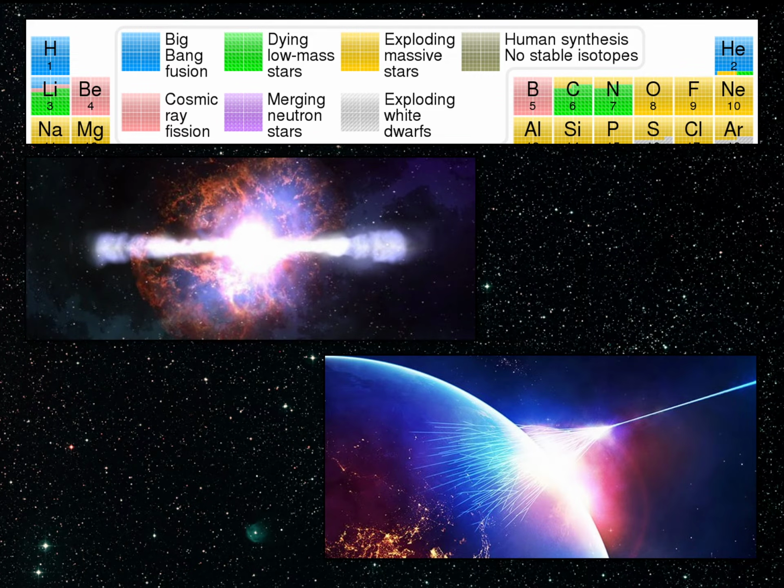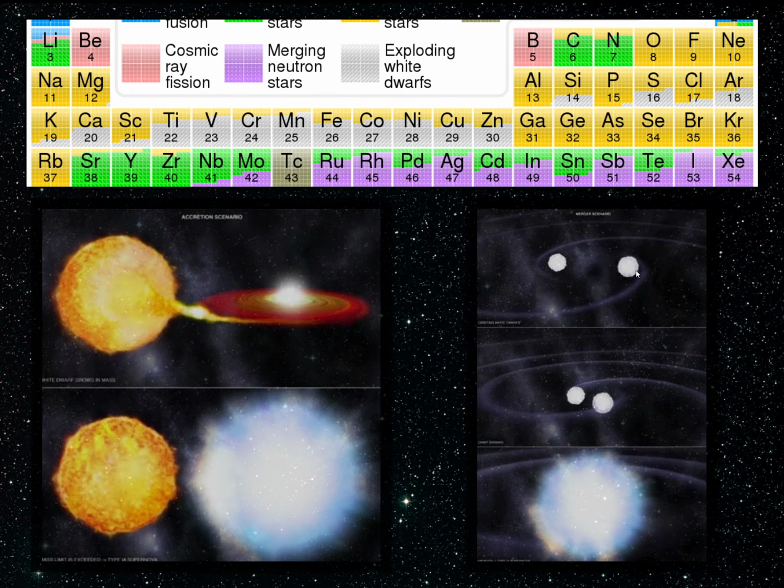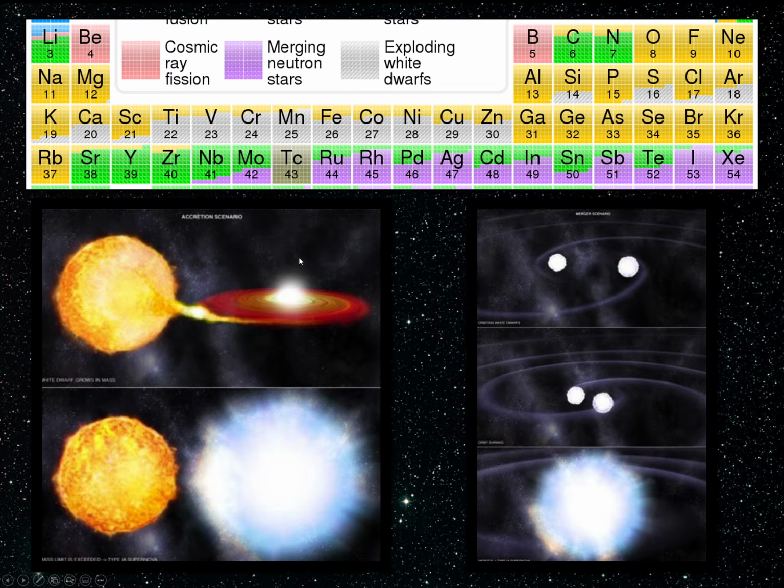This is a picture of a supernova explosion, and this is a picture of the cosmic rays coming in. This is another type of supernova. So the accretion scenario. If you have a white dwarf star, like a star that has died, and it's orbiting next to a red giant star, the white dwarf can actually suck matter off the red giant star and then accumulate enough matter that it starts to fuse again. And that can actually cause a huge explosion, a supernova explosion.